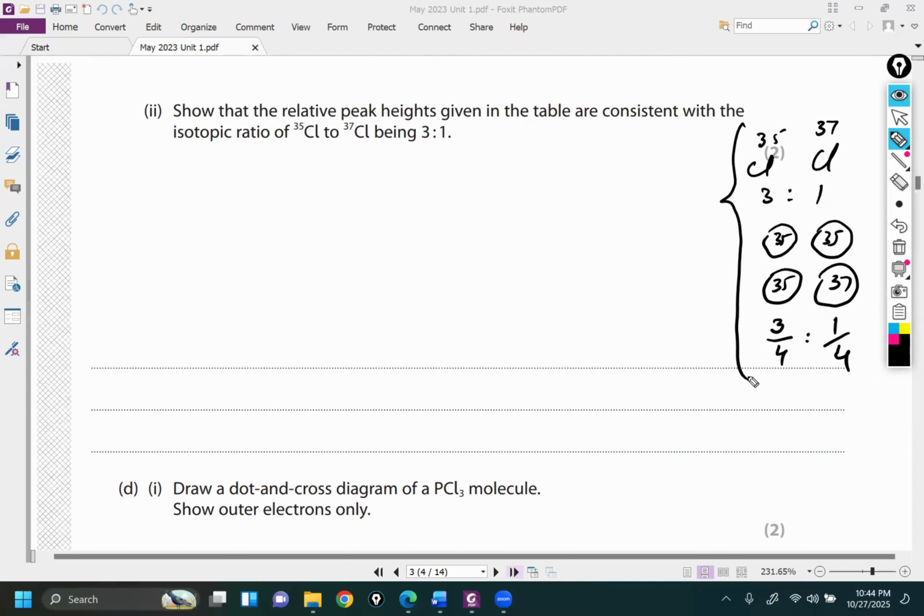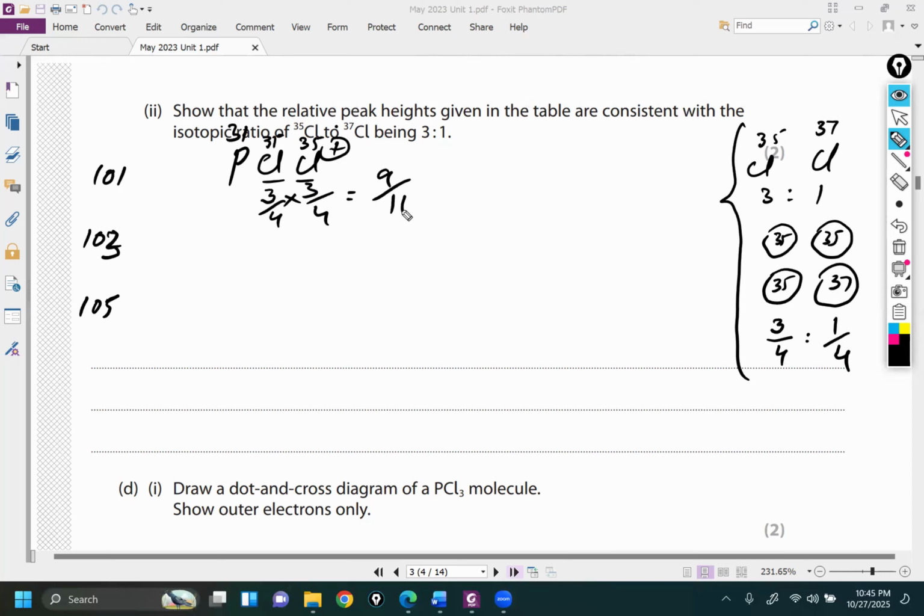So here we just write the ions. One carries 101, one carries 103, and the third one carries 105. Now, if you look at this one, phosphorus 31, chlorine 35, and the second one, chlorine 35, with positive charge. This is the first ion we wrote in the table on the previous page. Now, the abundance: the probability of chlorine 35 is 3/4, so 3/4 times 3/4 is 9/16.